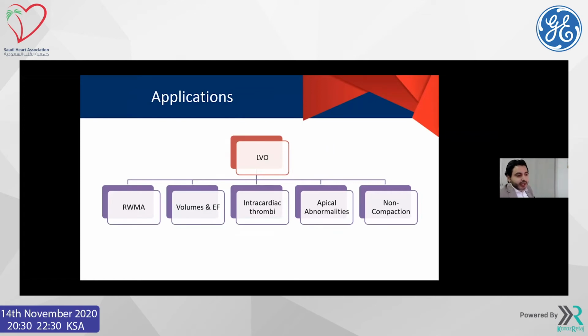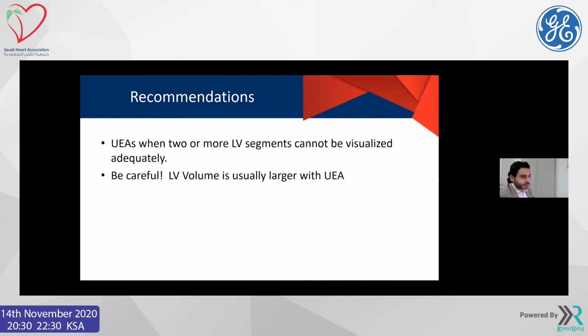Application. The main FDA approved application is LV opacification. Under that, you can see regional wall motion, you can see volume and ejection fraction, intracardiac thrombi, apical abnormalities, and non-compaction. It's all under LVO or LV opacification. The recommendation is when 2 or more LV segments cannot be visualized adequately, we have to use contrast. So ideally, it should be used every day.